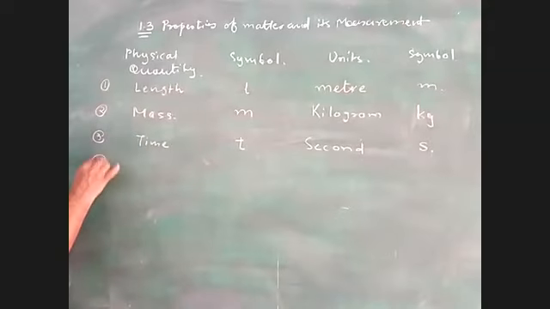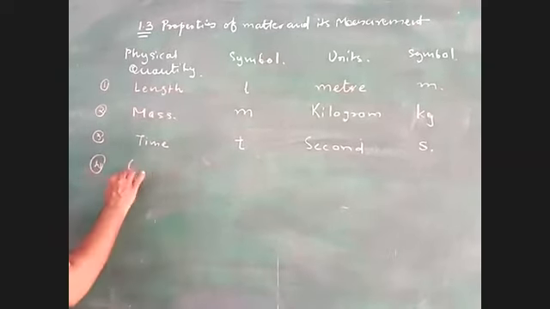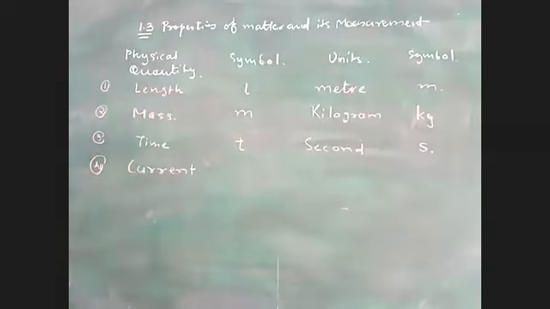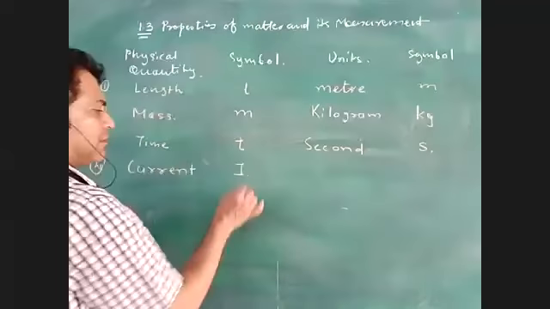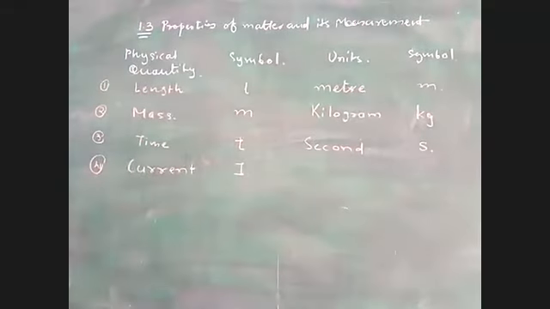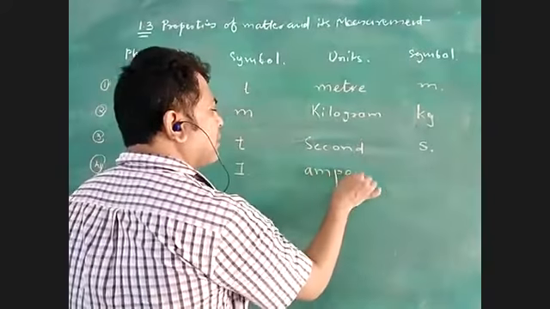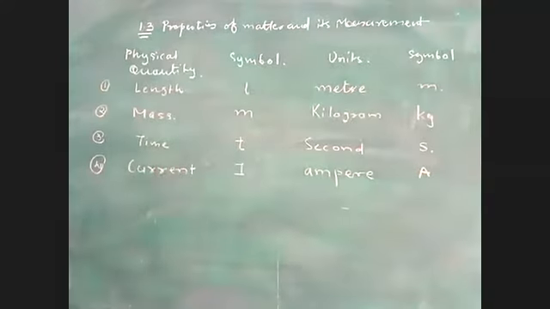Then the fourth one is the electric current. I will write only current. This electric current is symbolized as I. And its unit is ampere, and its symbol is capital A. Remember, capital A is there.